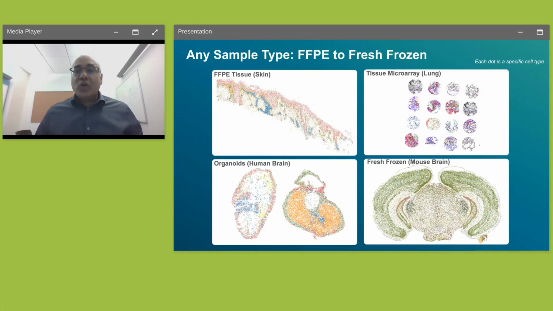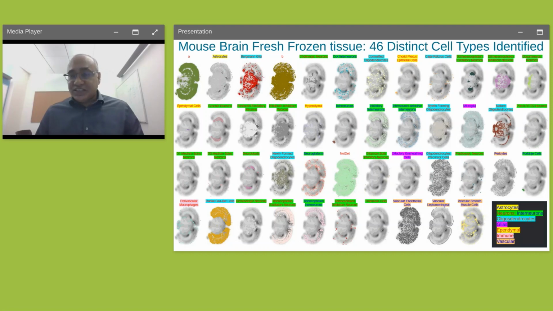Additionally, CosMx provides robust data with all different sample types: FFPE tissues, tissue microarrays, organoids, as well as fresh frozen tissues. We have recently finished analysis of a whole tissue section of mouse brain fresh frozen samples. Here is a sneak peek of the data. CosMx detected around 46 distinct cell types in a mouse brain, including astrocytes, neurons, oligodendrocytes, glia, and so many more. And stay tuned to learn more about this data in coming days.